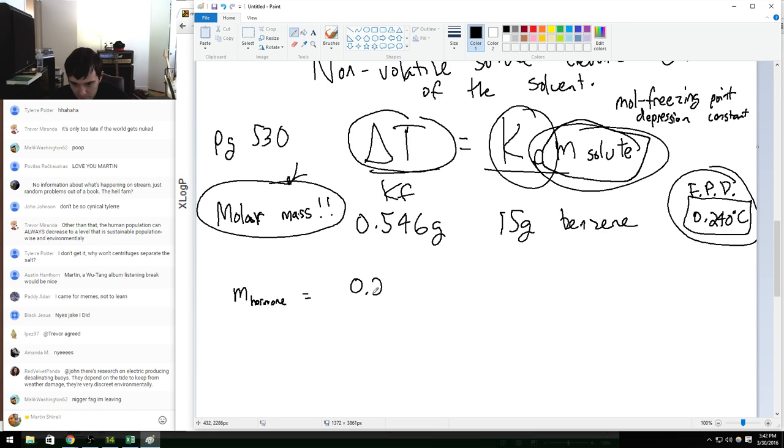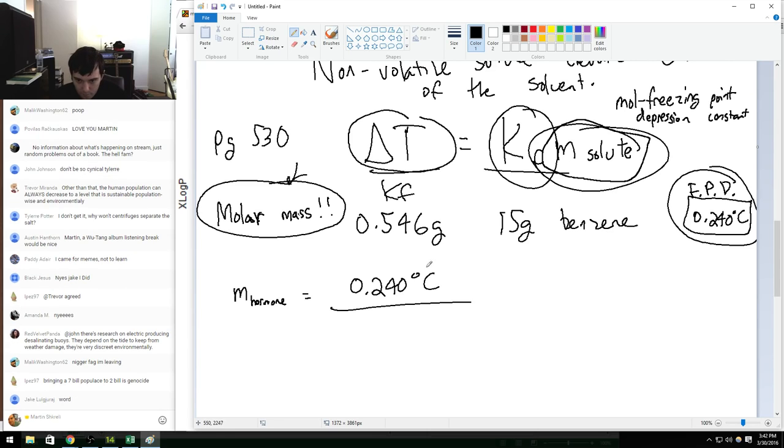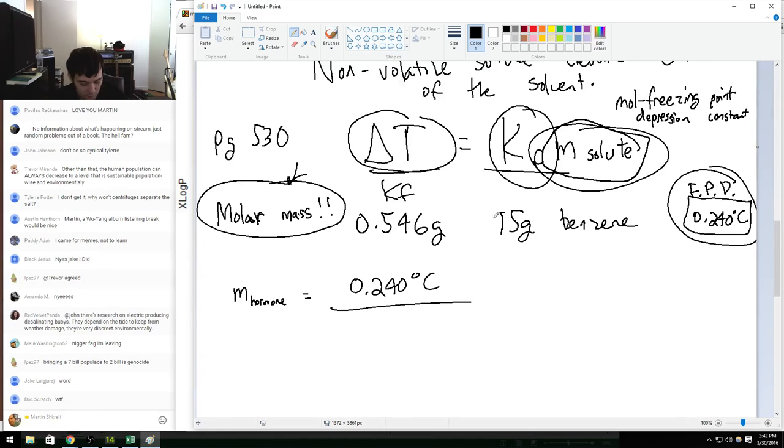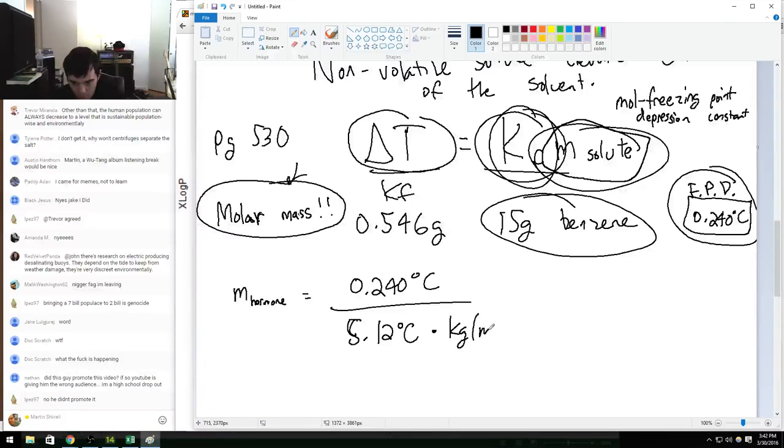We know what delta T is, 0.240 degrees Celsius. And the molality of the solute is equal to delta T over Kf. Now the Kf of benzene is well known. You can actually look it up quite easily. And it's 5.12 degrees Celsius kilogram per mole.